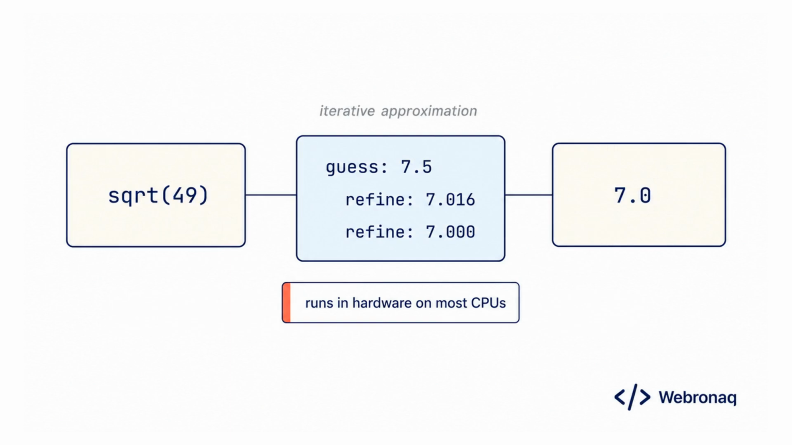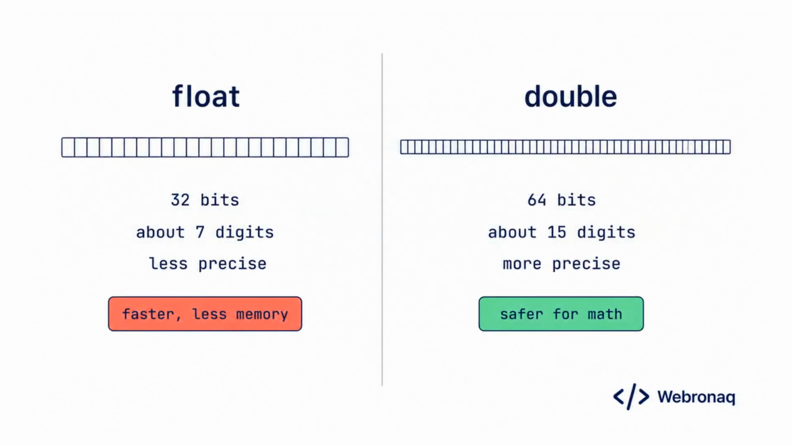Which leads us straight into the next topic. We used double for our variables, but we could have used float instead. Here is the difference. A float uses 32 bits of memory and gives you about 7 digits of precision. A double uses 64 bits and gives you about 15 digits.